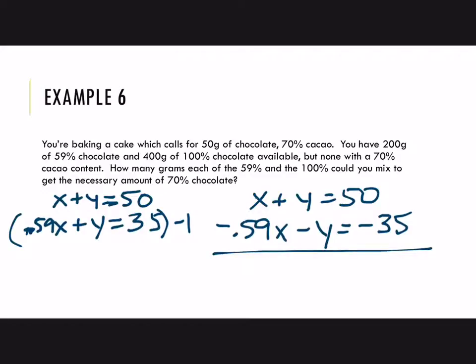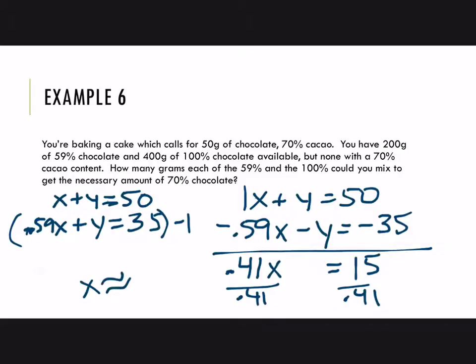Okay, so now when I add, this is like a 1x plus negative 0.59, and that's going to be 0.41x. Then the y's, I have 1y minus y, and that's 0, so we don't even have to write that. And then 50 minus 35 is 15. Now I need to solve for x, so I want to divide both sides by 0.41. And we get x is, and this is an approximate answer, 36.59.